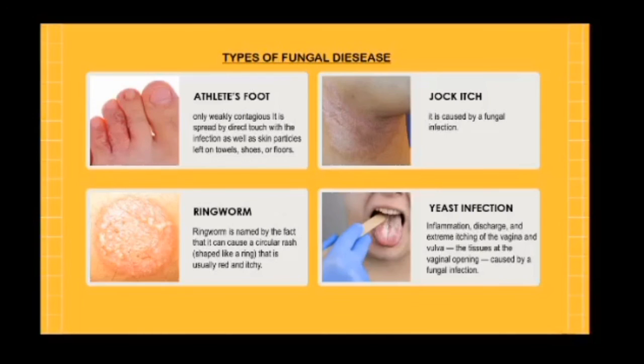Next is ringworm. Ringworm is named for the fact that it can cause a circular rash shaped like a ring that is usually red and itchy. Lastly, the yeast infection. Inflammation, discharge, and extreme itching of the vagina and vulva, the tissue at the vagina opening, caused by a fungal infection or a fungal disease.